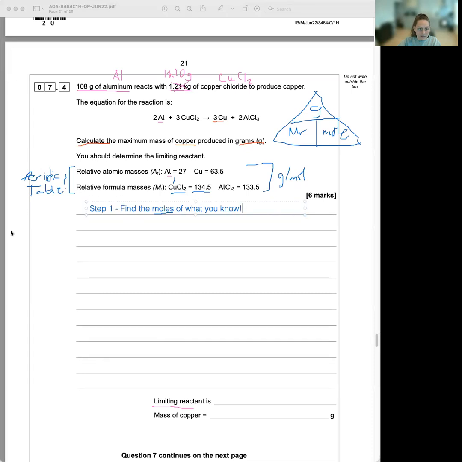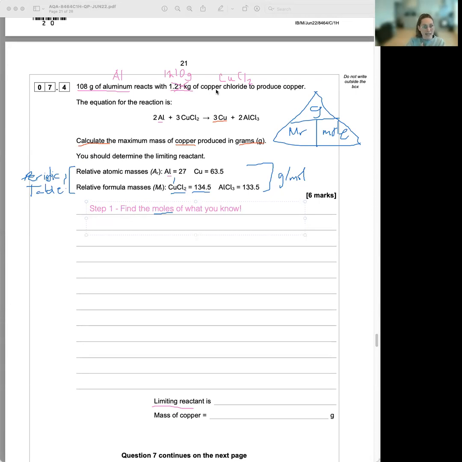So find the moles of what you know. In this case, this is what makes it a 6 mark question. This is where I'm getting this limiting reactant from. Do you see how they've given me 2 masses? They've given me mass of aluminium and they've given me mass of copper chloride. I need to figure out which reactant I'm going to use for the next steps. So that's where this 6 mark question comes from. If it was a 4 mark question, it would just give me one of them. It wouldn't give me both masses. So it would be very easy. You would just go, whatever they've given you, turn it into moles.